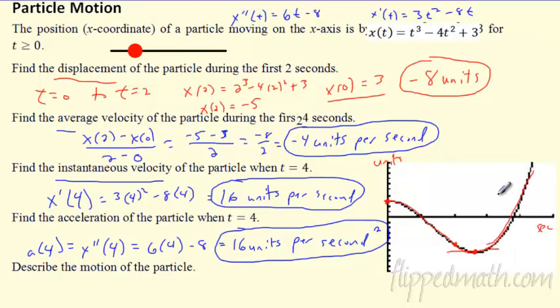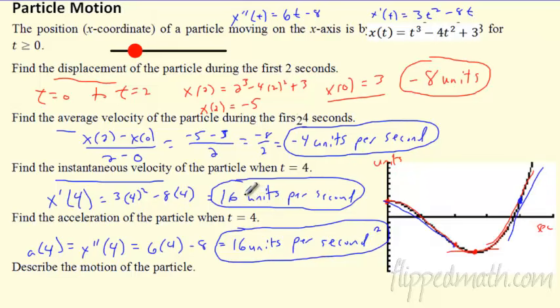So can we check some of our other answers? Does it look like from 0 to 2, if I drew the secant line, this is what we found the slope of. Does that look like it's negative 4 units? Yeah, it looks like it's negative 4 units. Do we look at the instantaneous at t equals 4? So 1, 2, 3, 4. So what's that mean? The slope of this line is 16.